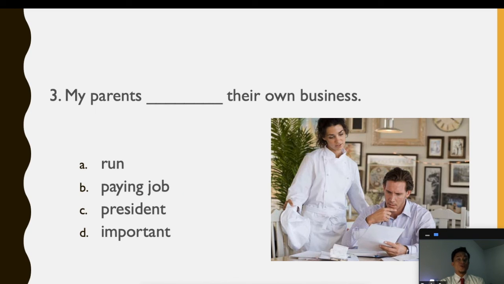My parents run their own business. A, B, C, D. My parents run. My parents paying job. My parents president. My parents important. Correct answer? Run or manage. My parents run, my parents manage their own business. Let's go to number 4.